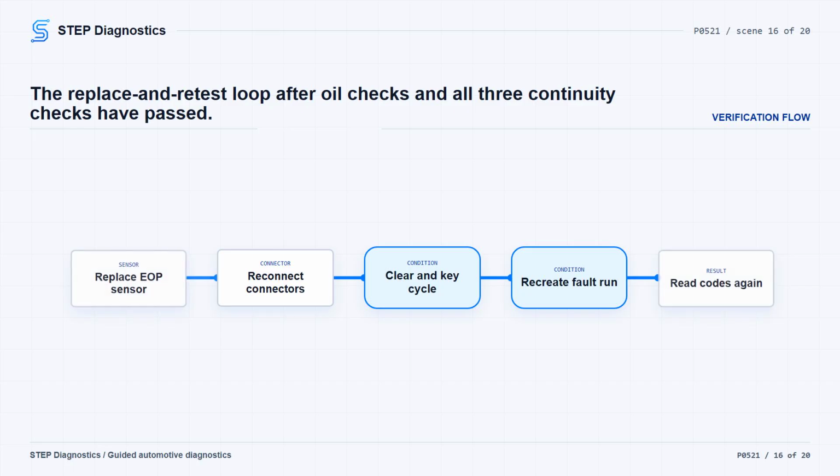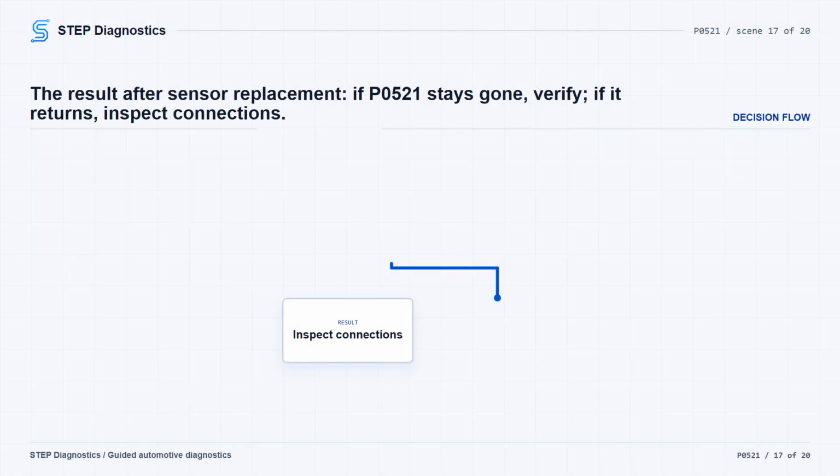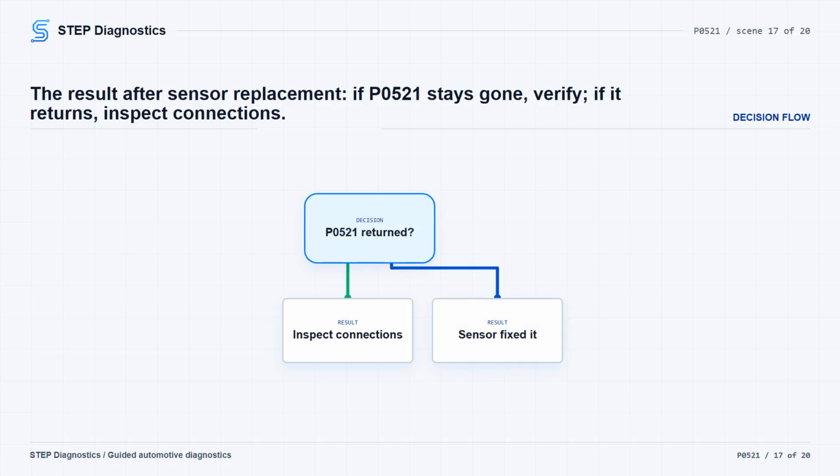Reconnect the component and ECU connectors, turn the ignition on, clear the codes, turn the ignition off for a minimum of 10.0 seconds, then turn it back on. Reproduce the captured conditions that set P0521 and read the codes again. If P0521 does not return, the sensor replacement corrected the fault, and you still finish by verifying the repair. If it does return, continue to the connection checks.